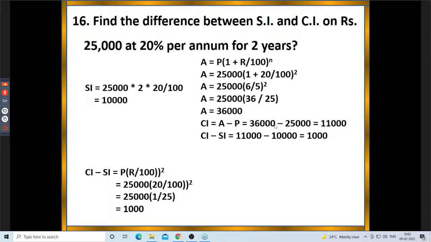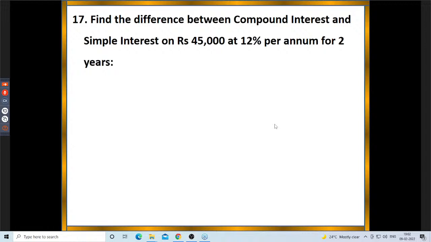This is the combination of both simple and compound. Now, I want to give one more example. Just you have to solve it. Find the difference between compound interest and simple interest on 45,000 rupees at 12% per annum for 2 years.